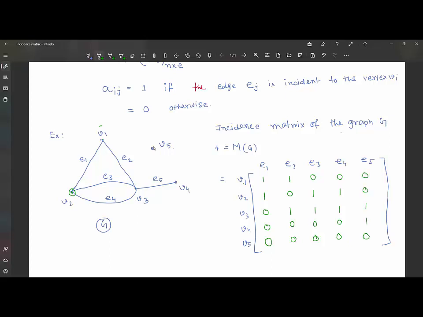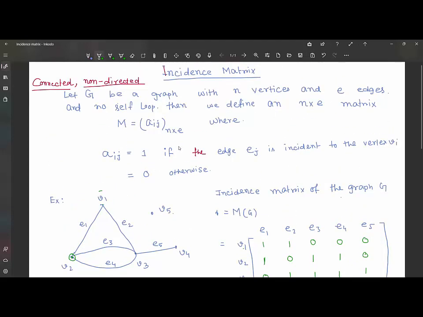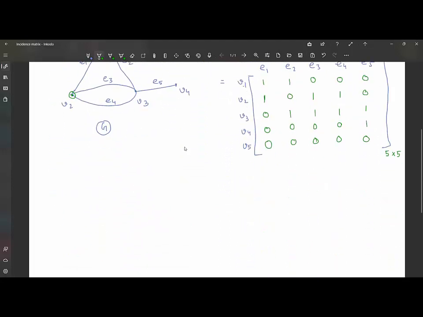So here you can see that there are a total of 5 edges and also 5 vertices. So that's why this is a 5 cross 5 matrix, and this is called the incidence matrix of the graph G. Okay. So I think now it is clear to everyone what the incidence matrix is for a connected non-directed graph.